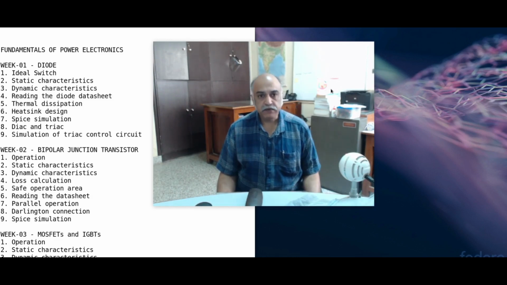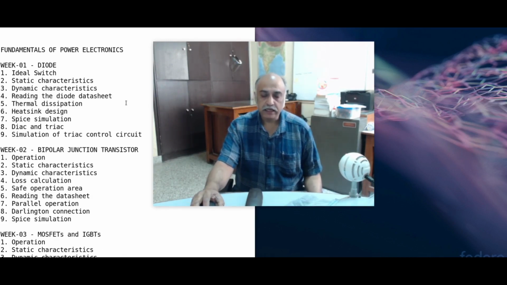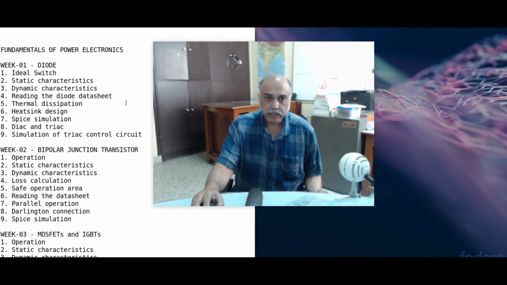The first 3 weeks are updated very much. The first 3 weeks will focus mainly on the devices. See, power electronics is highly dependent on the power semiconductor switches, and they are very, very important components, and they are central to any power electronic converter design. Therefore, the first 3 weeks will give you insight into the various switches like the diodes.